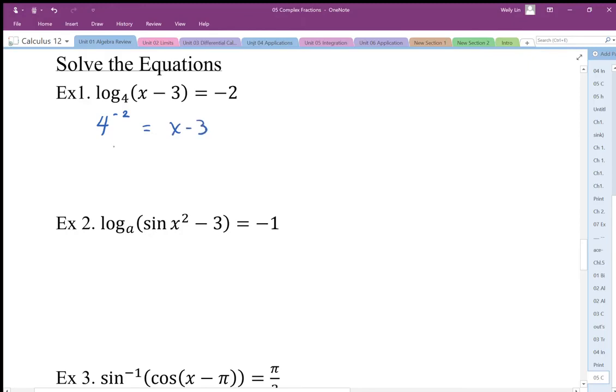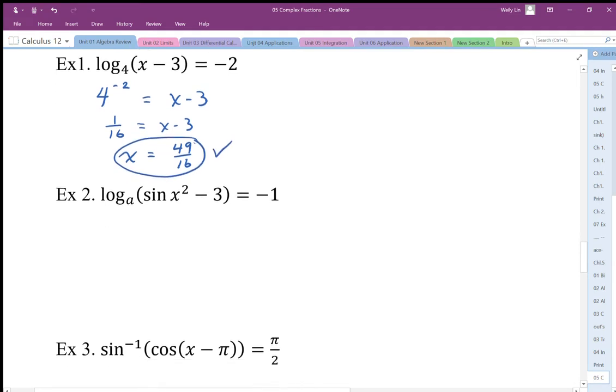When I solve this, it ends up being 1/16 is equal to x minus 3. When I solve for x, I get 3 and 1/16, so that works out to be 49/16. We just have to be careful, because when we do this, we have to make sure that we can substitute back in. If I substitute that back into my x, I don't get a negative log. I get log of 1/16. That works, so that is correct. But we have to check for extraneous solutions when we have log equations.